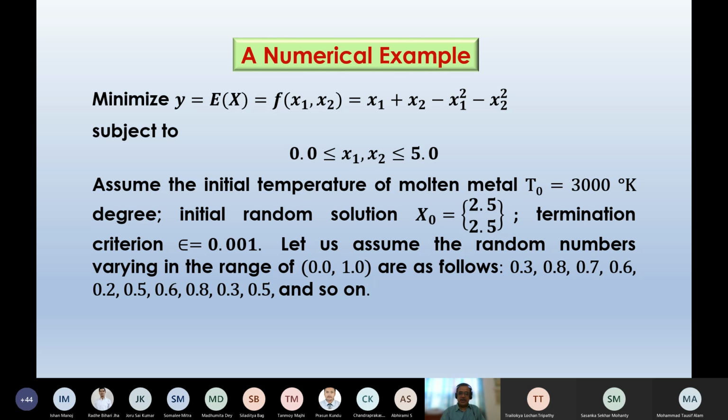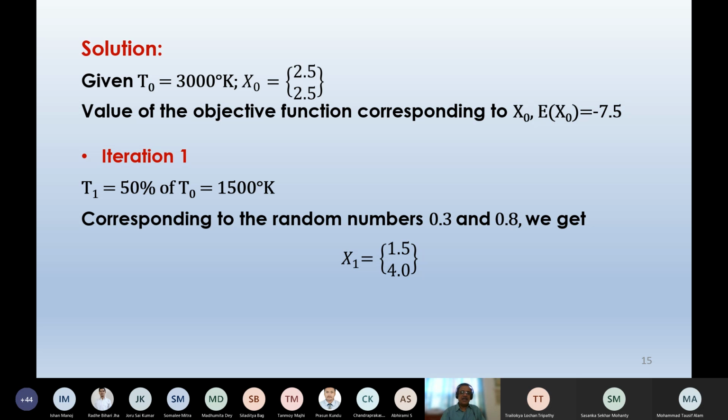Okay, 0.3 and 0.8. Now all such random numbers in the computer program will be generated using a random number generator. There are several random number generators in C programming. Okay, so rand is one, and there are some others. So you can use those random number generators.